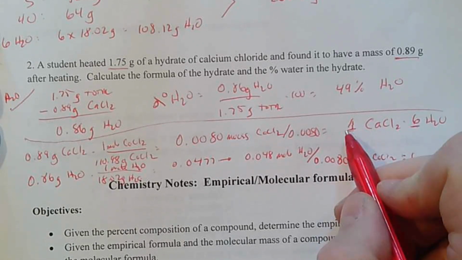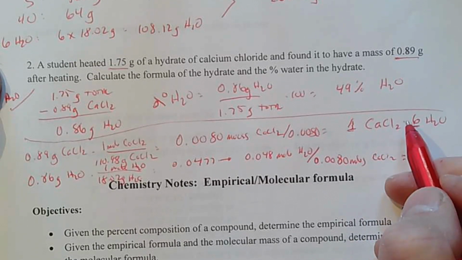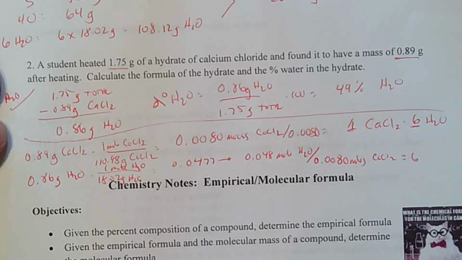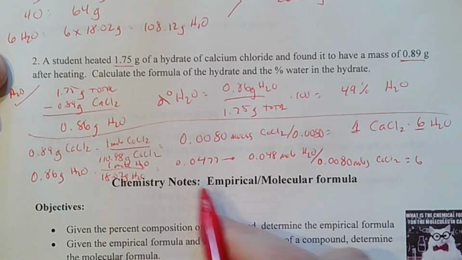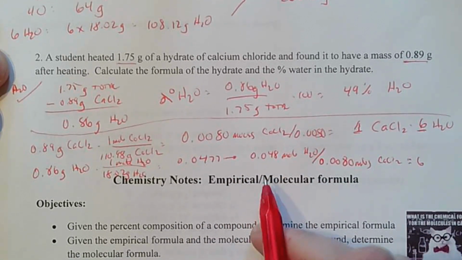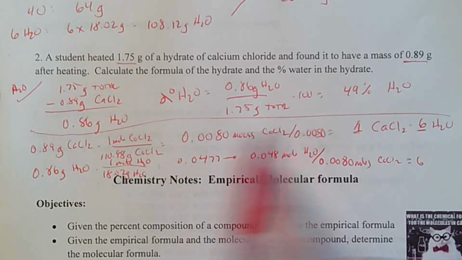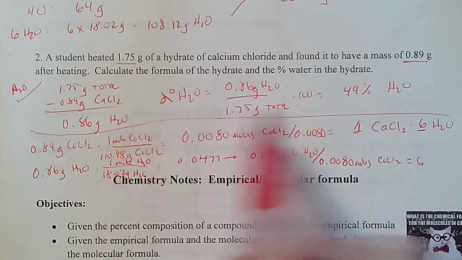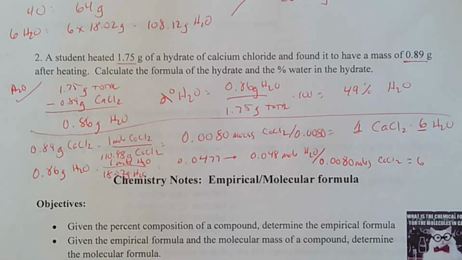So now we know that this hydrate is calcium chloride hexahydrate. Like I said, this little knowledge here is basically using this empirical molecular formula strategy that we're going to cover in the next video. So don't worry if this bottom part doesn't make sense to you. This top part should. This is just percent by mass. This part will make more sense as you finish the empirical molecular formula.